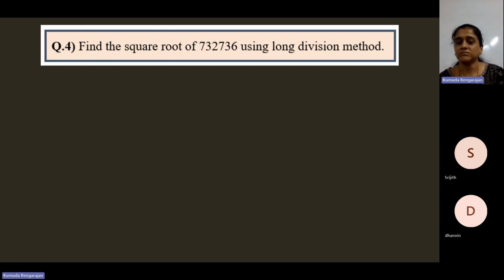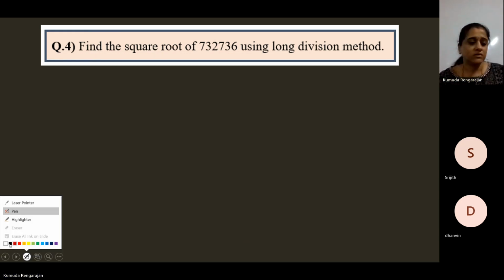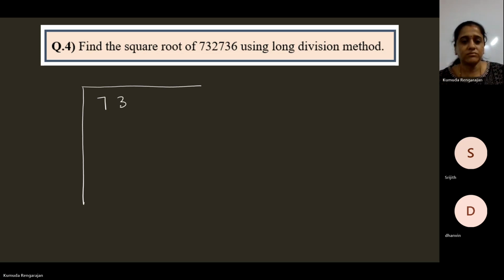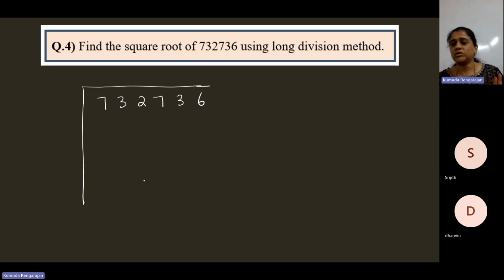Shall we start? Okay. So for finding the square root of this number using the long division method, place the number like this. This is the first step. Don't write anything. Listen to me first.